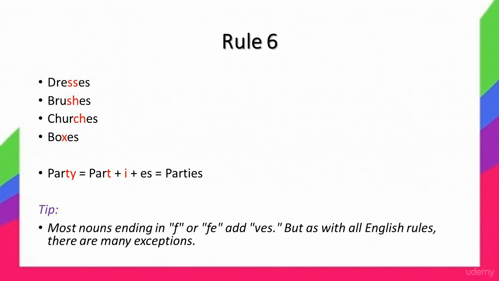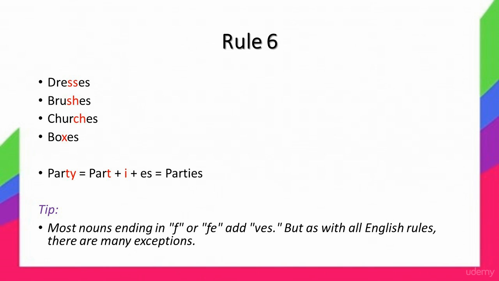Rule number 6. Obey pluralization rules. To make words plural, add es to words ending in ss, sh, ch and x. Otherwise just add an s. For example, dresses, brushes, churches, and boxes.